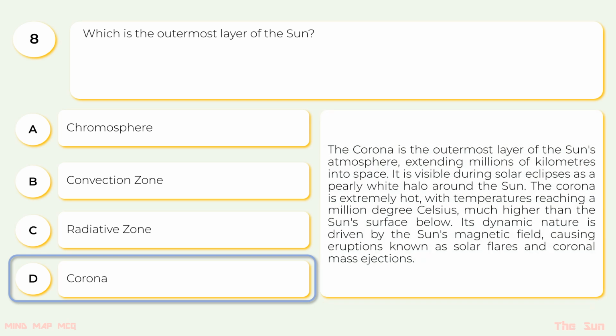The corona is the outermost layer of the sun's atmosphere, extending millions of kilometers into space. It is visible during solar eclipse as a pearly white halo around the sun. The corona is extremely hot, with temperatures reaching 1,000,000 degrees Celsius, much higher than the sun's surface below. Its dynamic nature is driven by the sun's magnetic field, causing eruptions known as solar flares and coronal mass ejections.